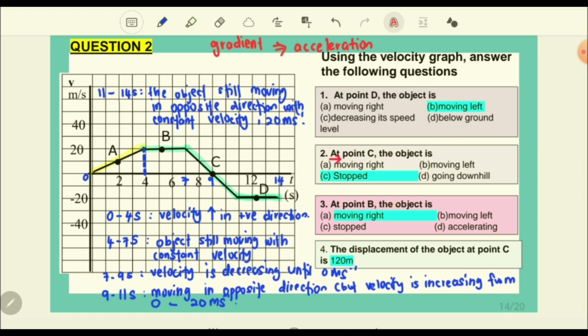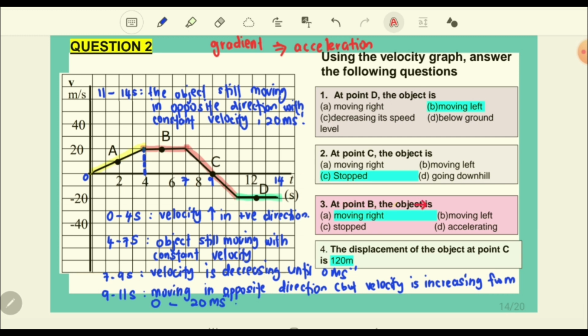Now the object is at point C. Look at point C, the velocity is 0. It stops for a moment, and then continues. Here the velocity is 20, constant velocity, and then the object starts decreasing its velocity until 0. It stops for a moment, and then continues in the opposite direction.